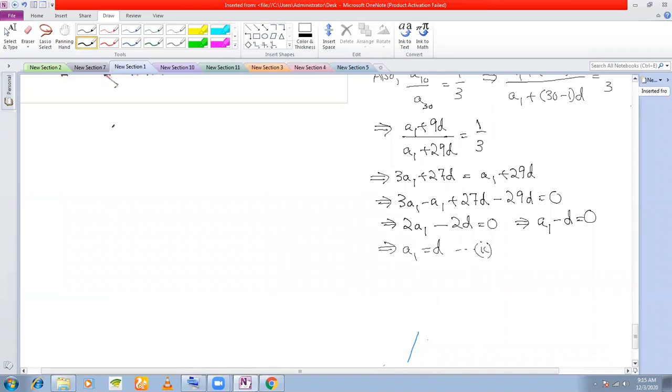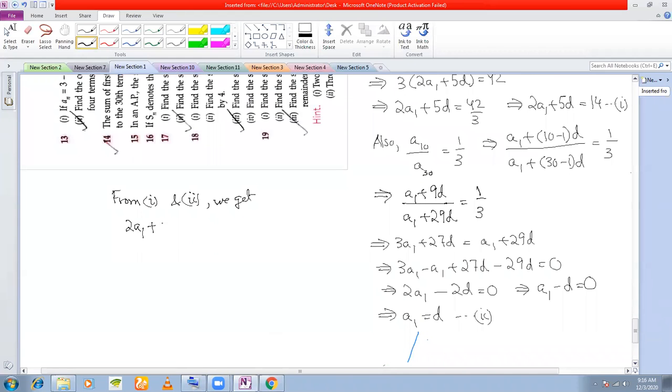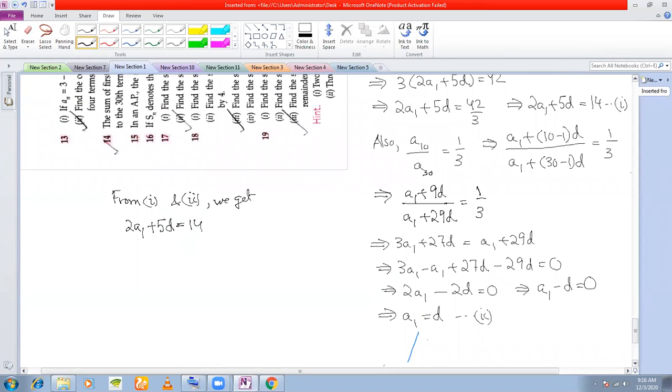So from 1 and 2, we get in 1, if you put A1 is equal to D, what is the equation 1? Twice A1 plus 5D, 2D plus 5D is equal to 14. That means 7D is equal to 14. That means D is equal to 14 by 7, which is 2. So the common difference we have got.